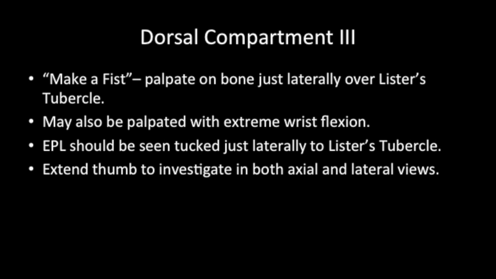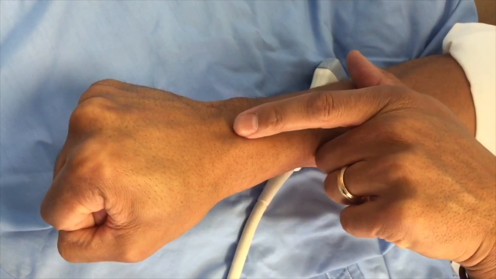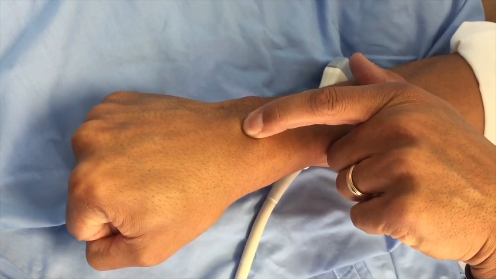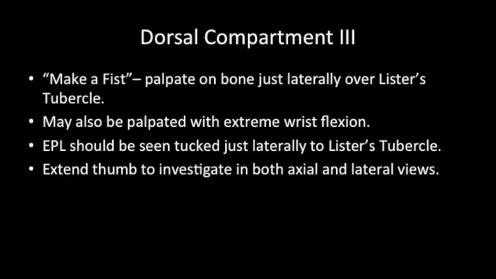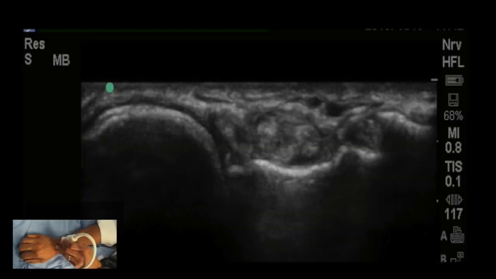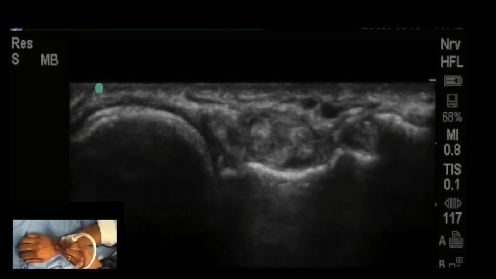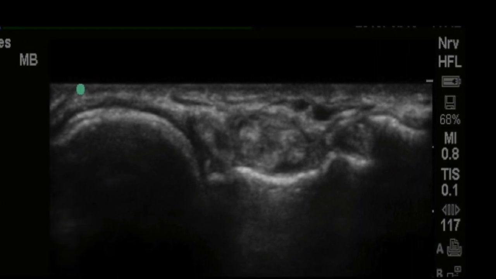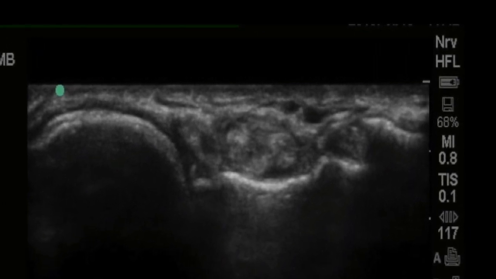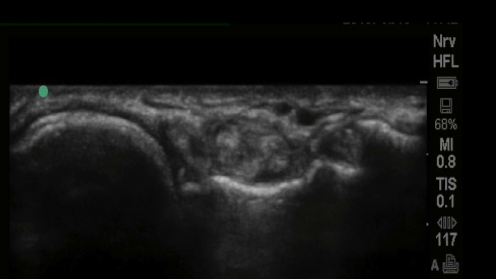Lister's tubercle is palpable by finding the small space between the extensor carpi tendons and the extensor communis tendons and hyperflexing the wrist. Lister's tubercle is the shark fin-shaped hyperechoic structure on the right side of the screen, and just left is compartment 3, the extensor pollicis longus tendon.